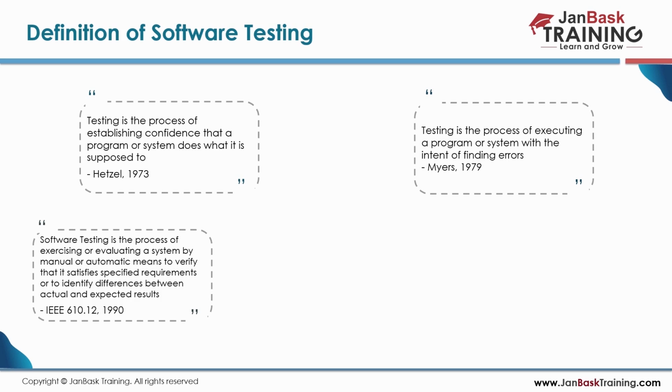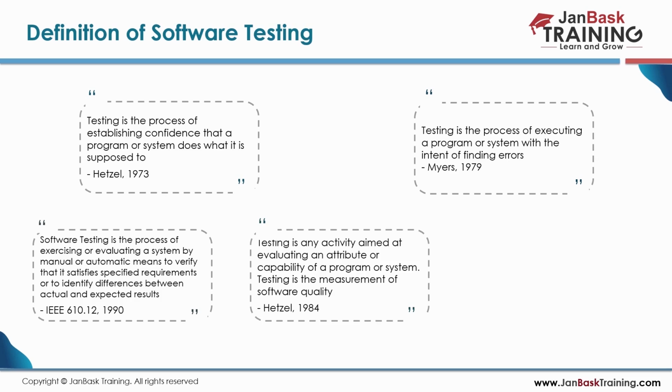In test cases, we write the actual result and the expected result, and we try to ensure that the actual result is the same as the expected result. If the actual result is the same as the expected result, that means the software is working fine. So we'll learn about this definition in detail. And similarly, there are other definitions as well.